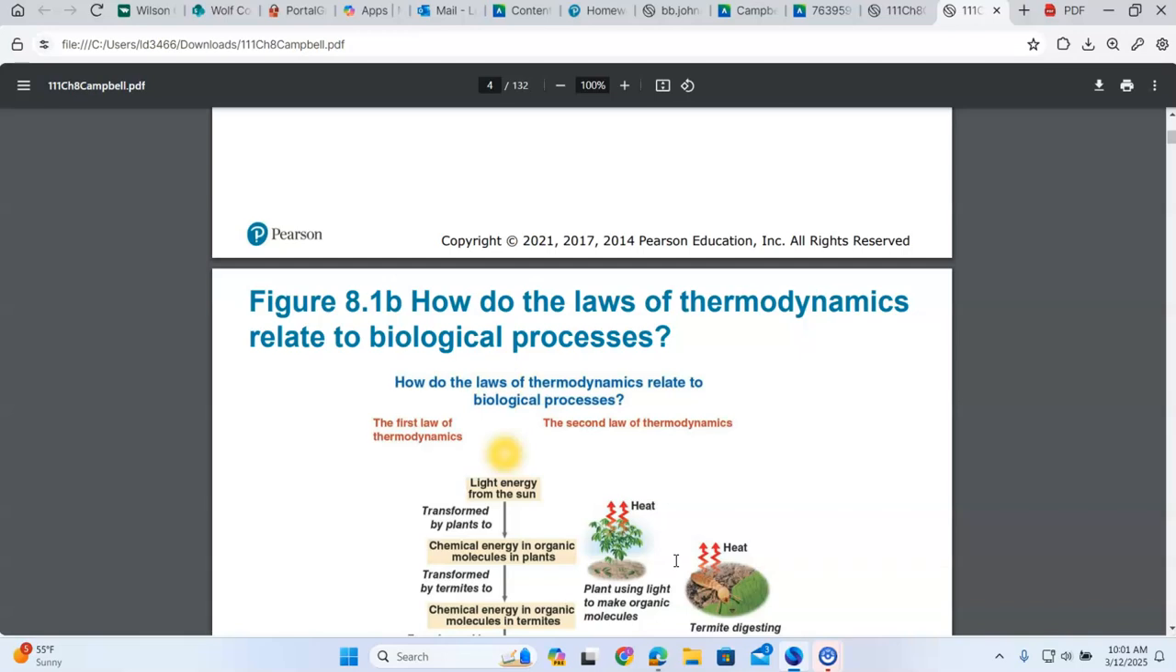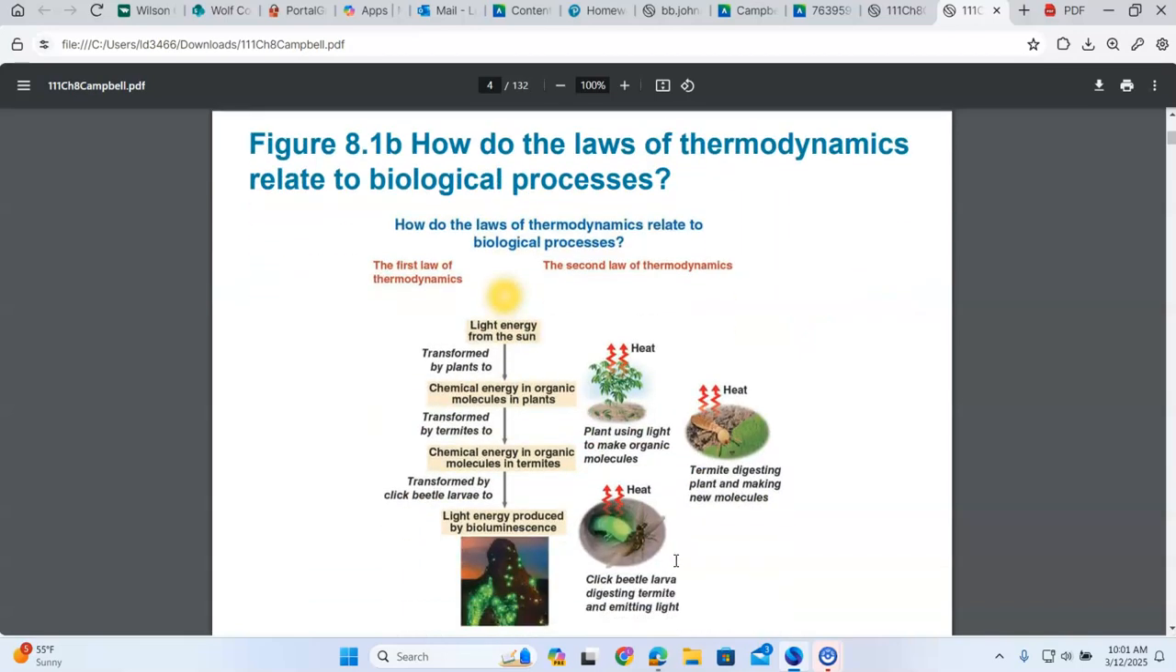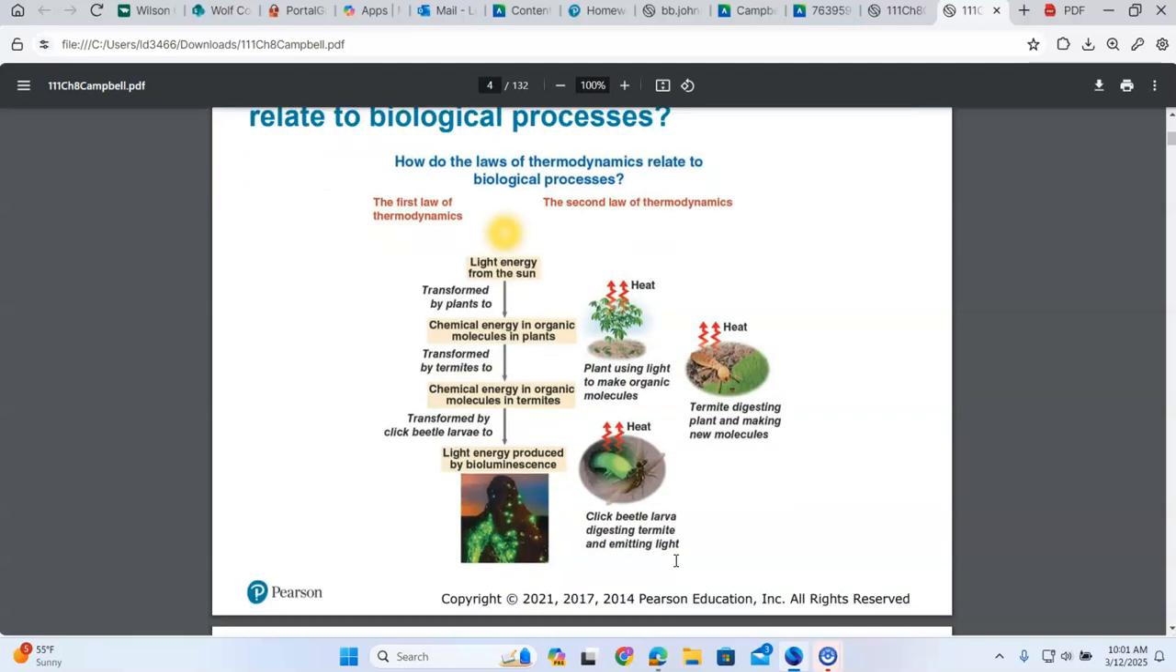Basically, with living things, you have light energy from the sun, which is transformed into chemical energy inside of plants during the process of photosynthesis.